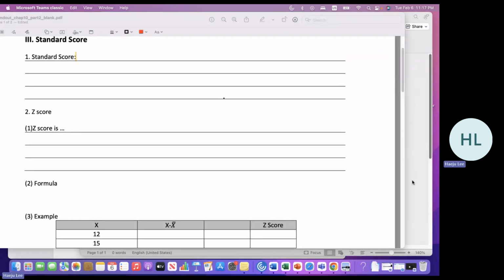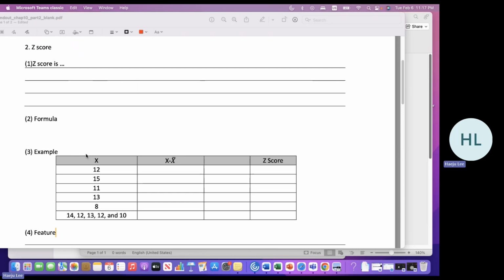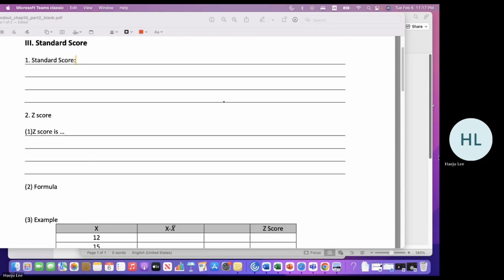Hi everyone. Today we are going to talk about standard score, in particular Z-score, and how to compute Z-score. So first of all, what is the standard score?